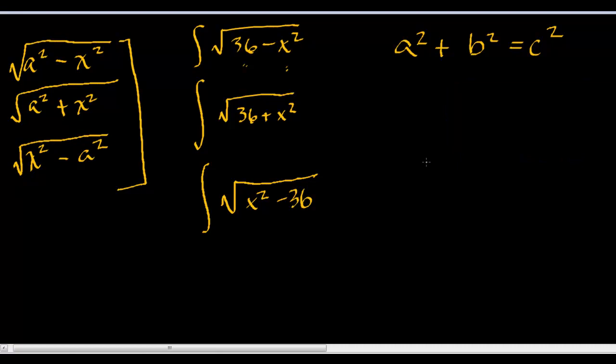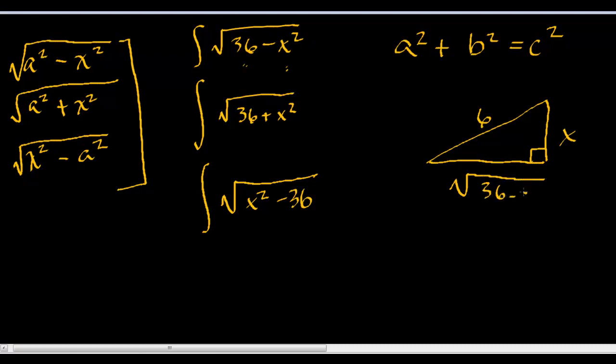Let's draw the triangle and we'll fill in the blanks. This is c squared. That means it has to be the hypotenuse, right? c squared minus a squared equals b squared. So the square root of 36 is the hypotenuse. And then we have x squared, which is one of the sides. So x is one of the sides. And then we end up with the square root of 36 minus x squared for the other side.